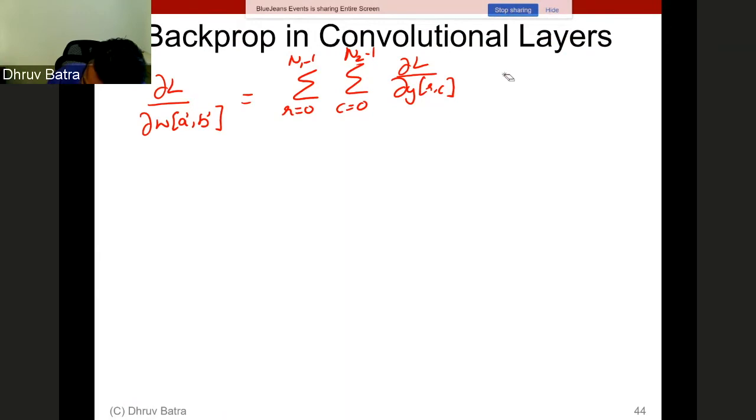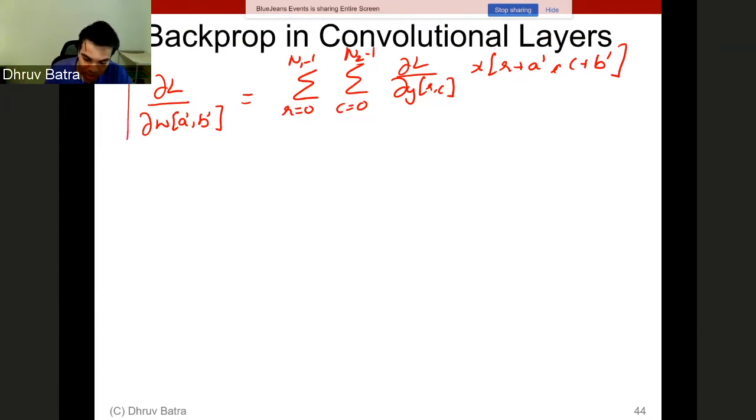And x of r plus a prime, c plus b prime. Okay, I've just copied things over. And so now we're almost done. The question for you is, does this expression remind you of something?